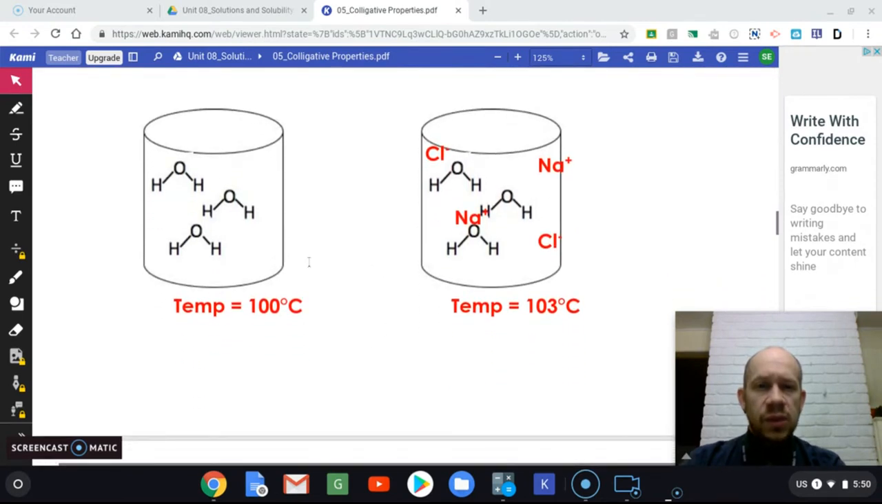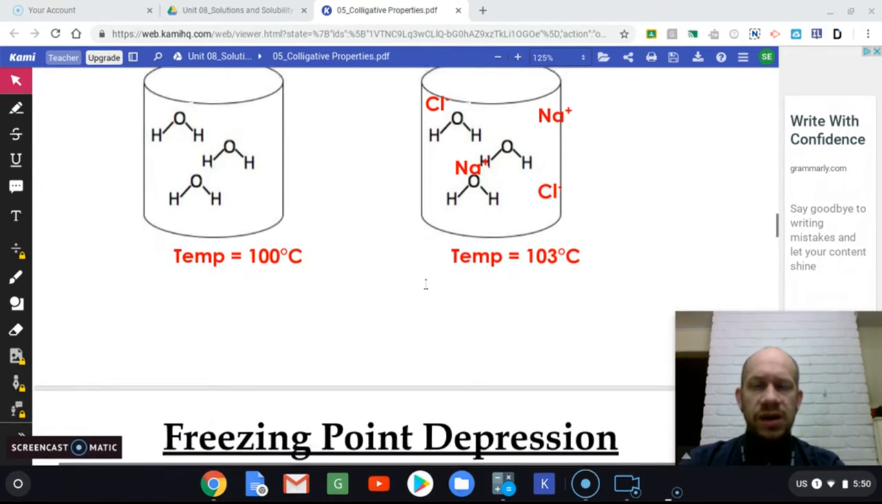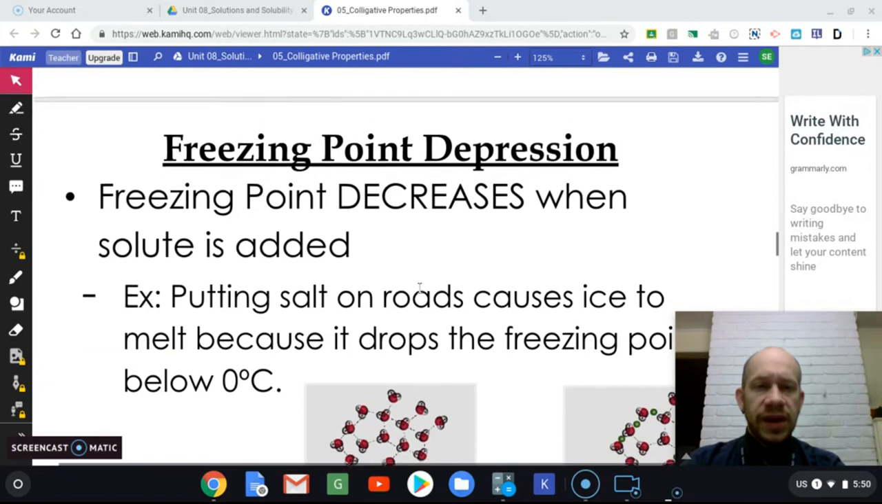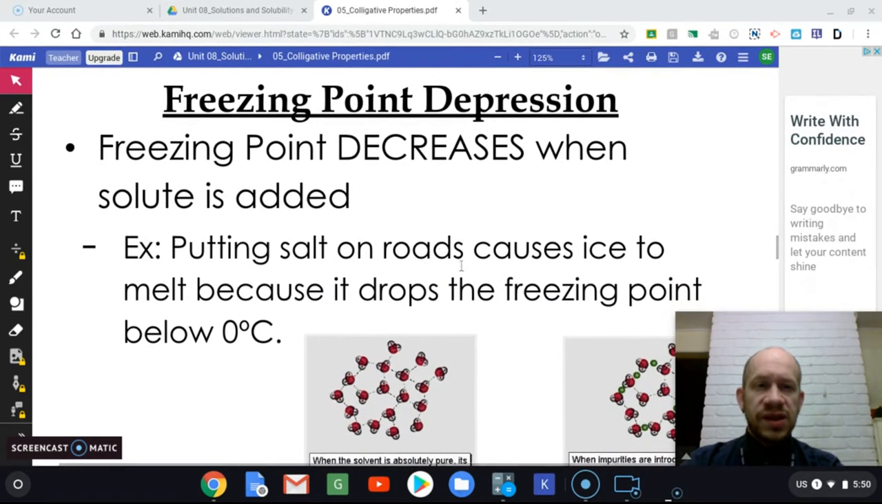The reason why is because as we add more things, that creates more forces for us to break, and therefore it's more difficult to boil that water. It requires more energy. In contrast, the freezing point decreases when solute is added.